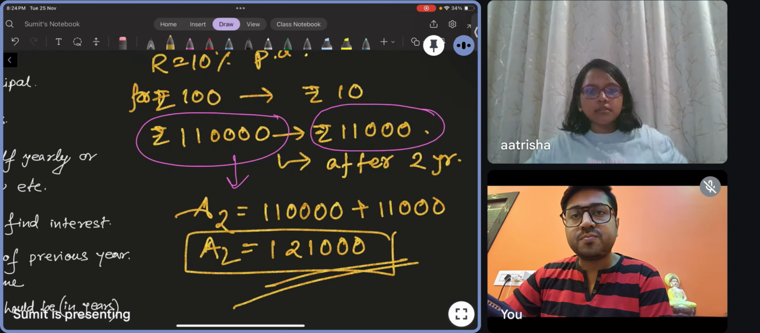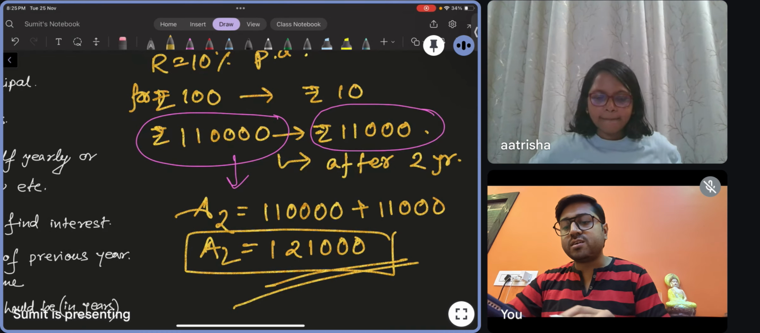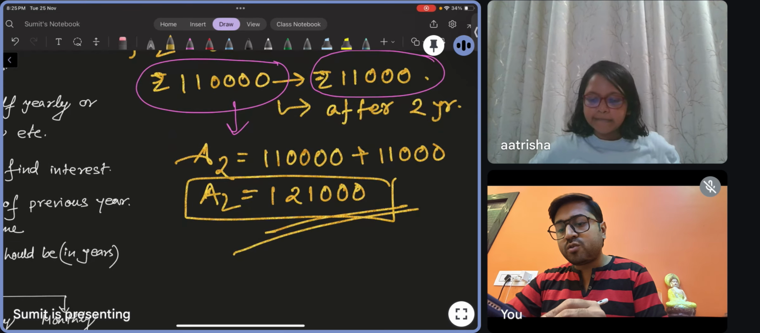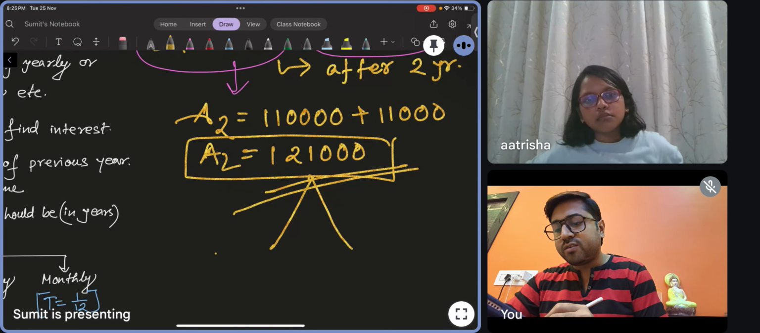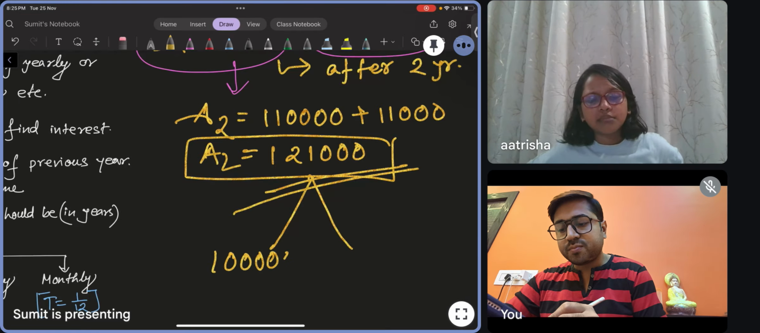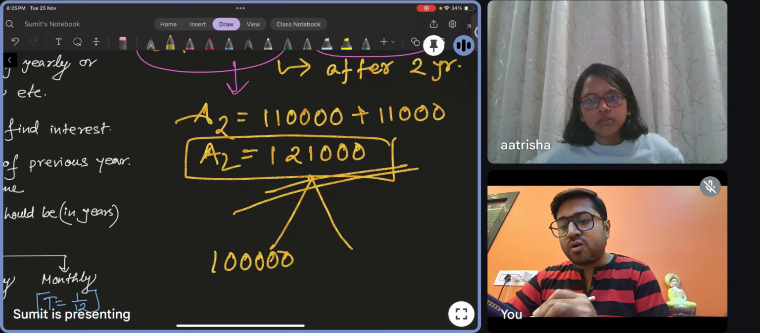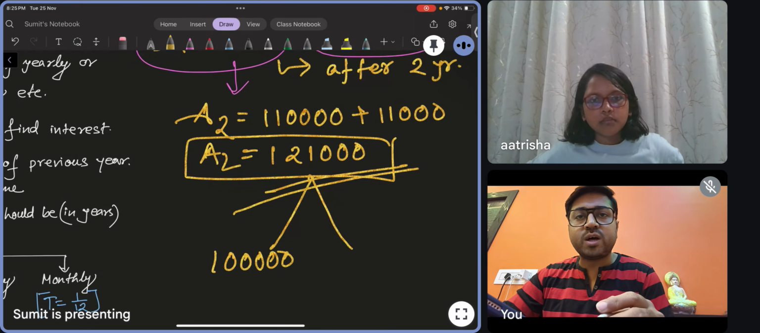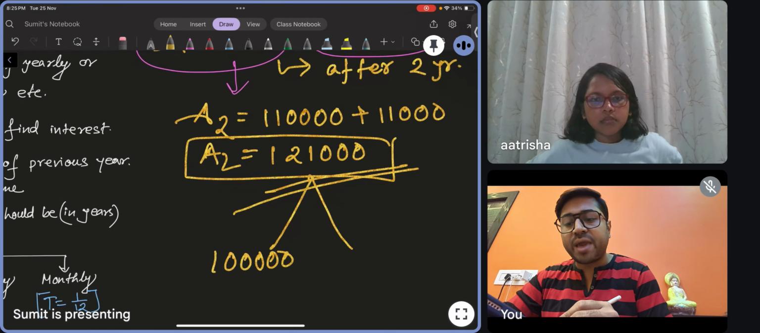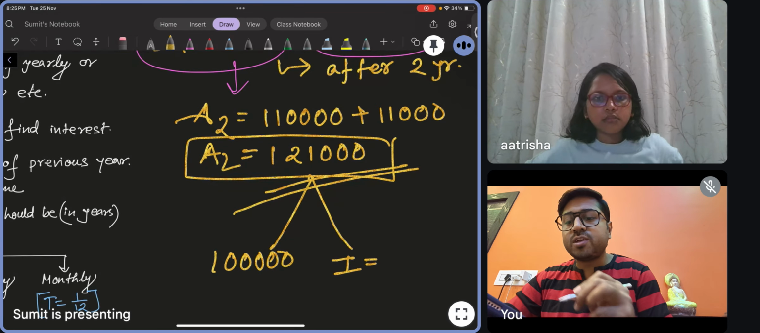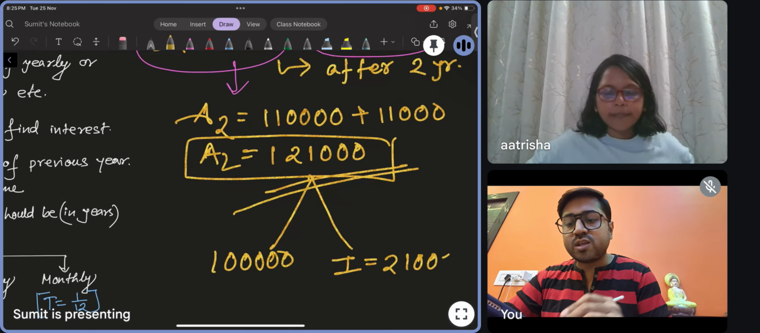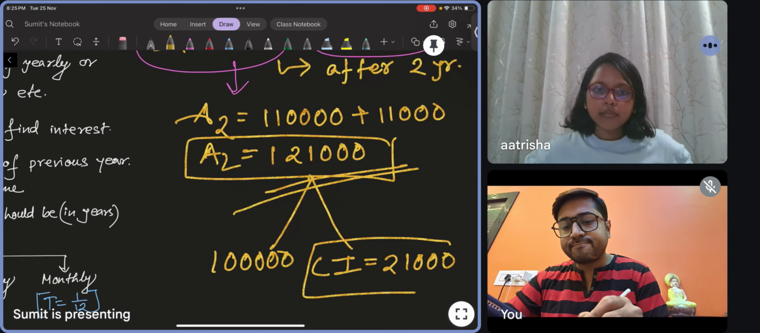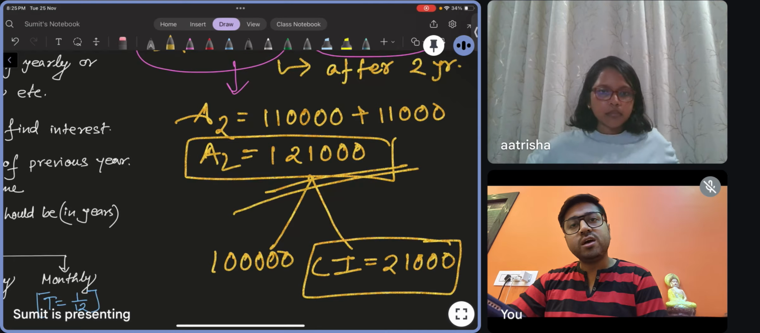Clear of that? Now think about it. What was the principal amount in the beginning of the loan? When you had taken 1 lakh, right? But right now, how much do you have to pay? 1,21,000. So how much extra are you paying? That is called the interest. If you subtract it, it will be 21,000. That is called CI.